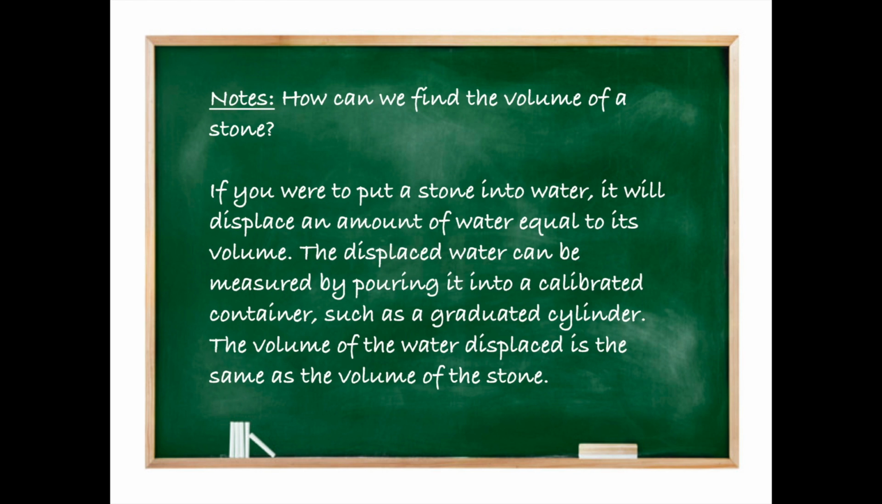How can we find the volume of a stone? If you were to put a stone into water, it will displace an amount of water equal to its volume. The displaced water can be measured by pouring it into a calibrated container, such as a graduated cylinder. The volume of the water displaced is the same as the volume of the stone.